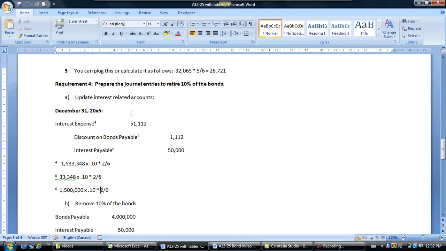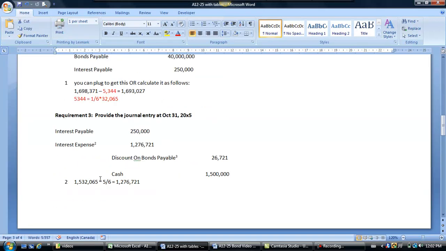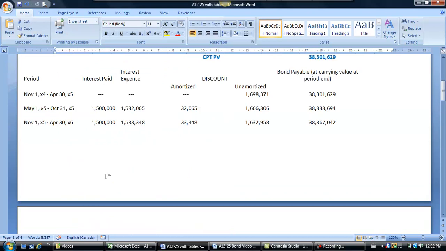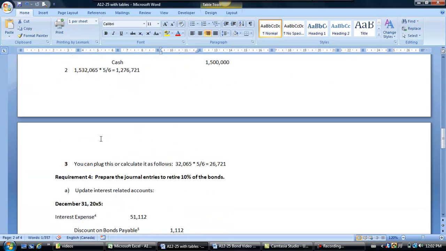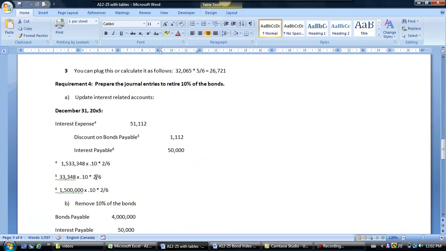Alrighty. So, now what we got here is we've said, what's the discount that we're amortizing going to be? Well, the full discount for that same period, if you go back to your table, is $33,348. That's for 40 million bonds for the full 6 months. I only want it for 10% of the bonds for 2 months, November and December. So that's why I'm taking 10% of it and then multiplying that by 2/6.